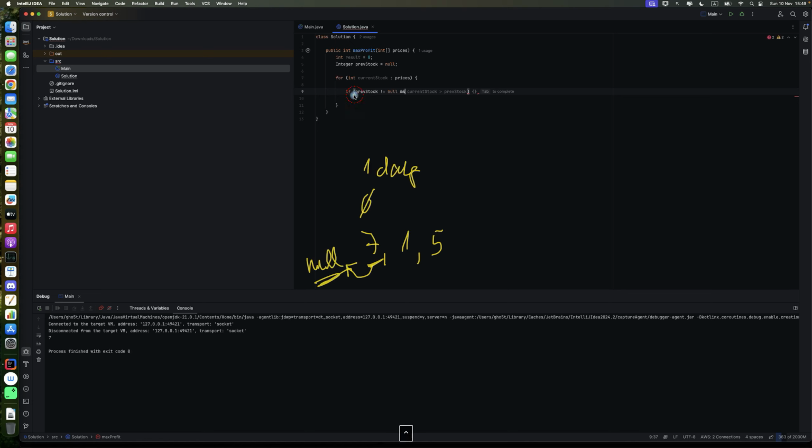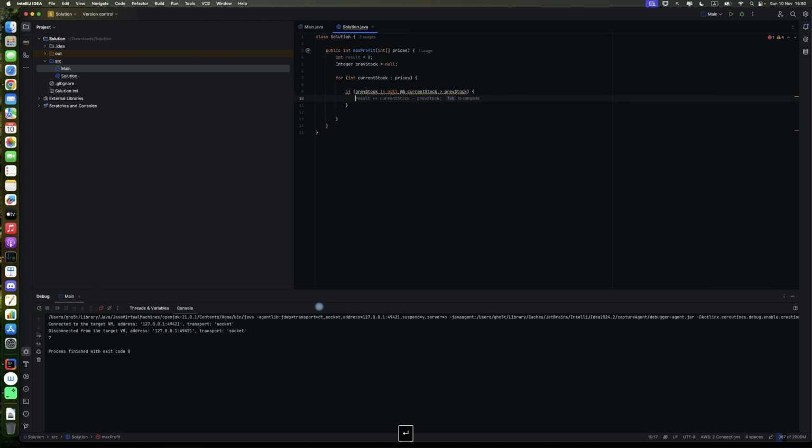So I check for the first iteration if this is different than null. If it's null, we are at the first element in the array. So this is the first condition that we must check for because it's the corner case here. It's not an exact corner case, but you understand me. So the current stock, let's understand this statement here.